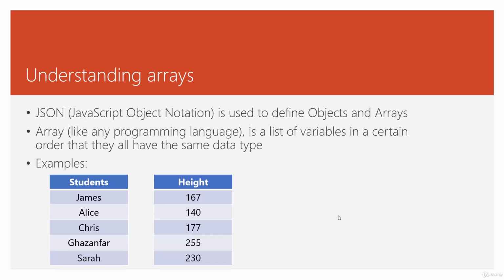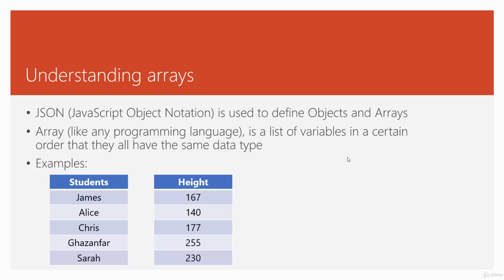First of all, arrays in Power Automate are defined with JavaScript object notation. Don't let this silly name scare you. It has nothing to do with programming. It's a way that we define objects that I will get to in a minute. So at the moment, don't worry about it.